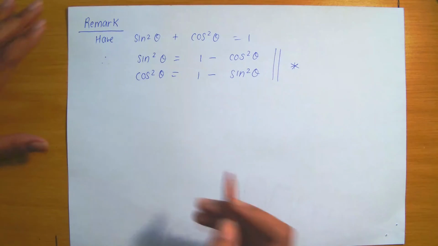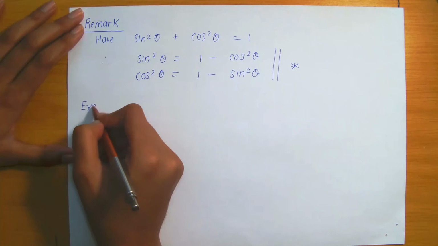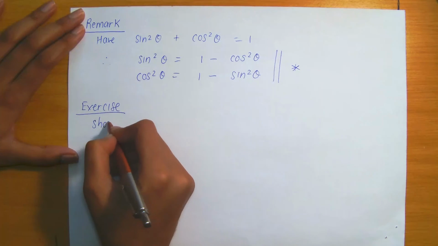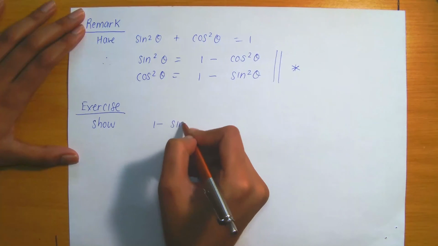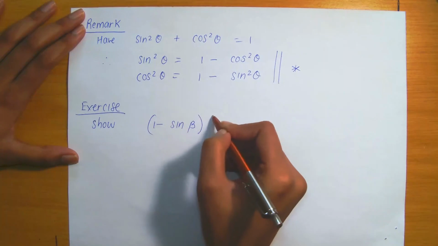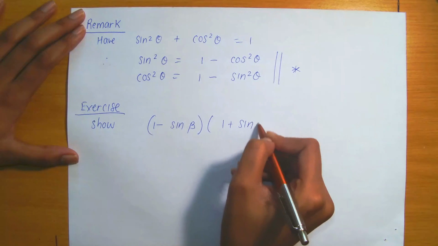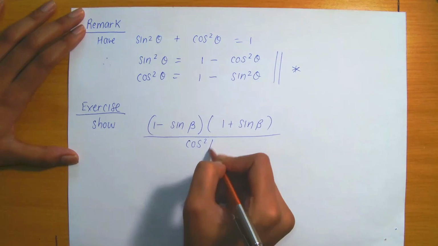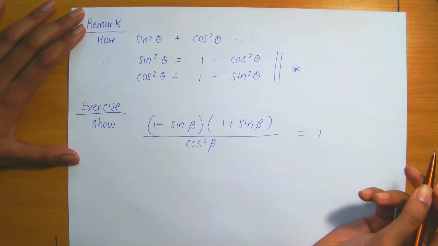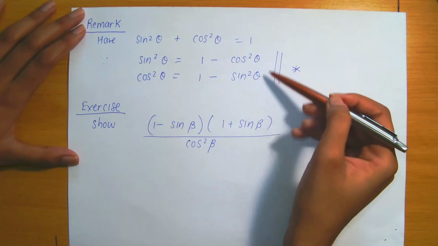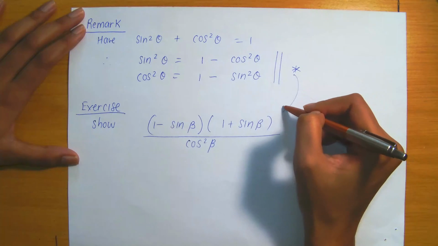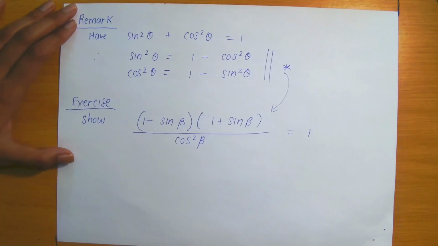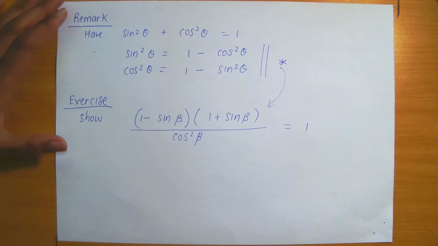Just as an exercise for you to try out, prove the following. Show that (1 minus sine beta) multiplied by (1 plus sine beta) divided by cos squared beta is equal to 1. And you will require one of the two forms that I stated above. So maybe just pause the video, take down the question, and then attempt it. So this is where I'm going to end.